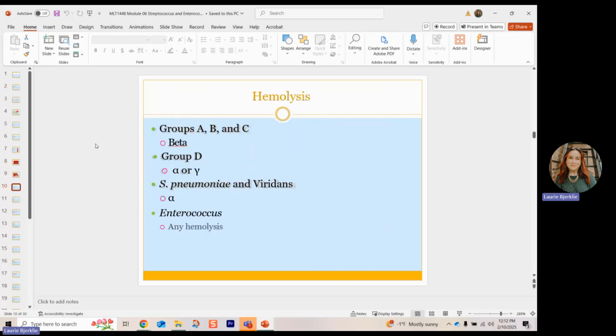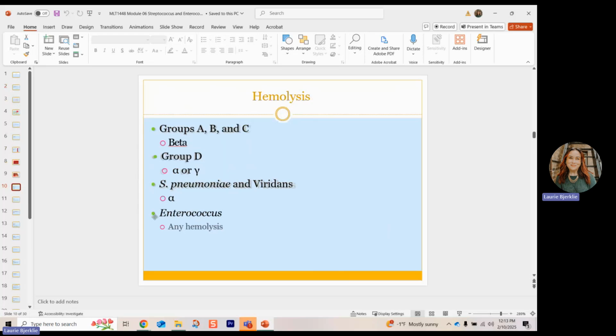All right, so the hemolysis goes with groups A, B, and C. They tend to be beta hemolytic. Group D tends to be either alpha or gamma hemolytic. Strep pneumoniae and the viridans strep are very much alpha hemolytic. And then Enterococcus likes to be anything. It can be any hemolysis. It just depends on the species and the strain.